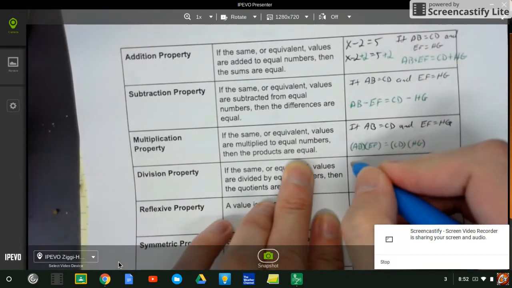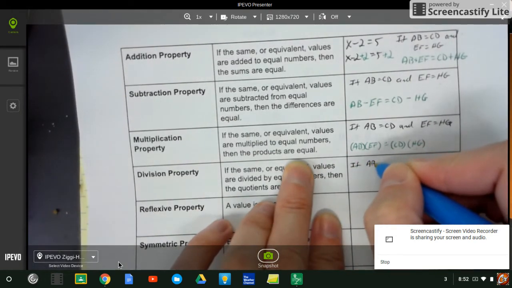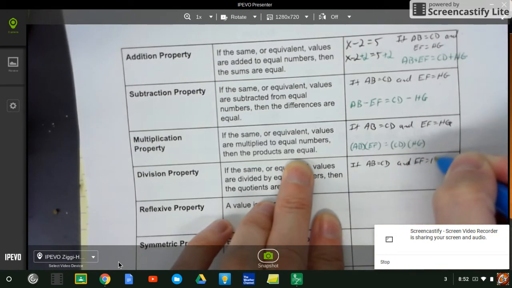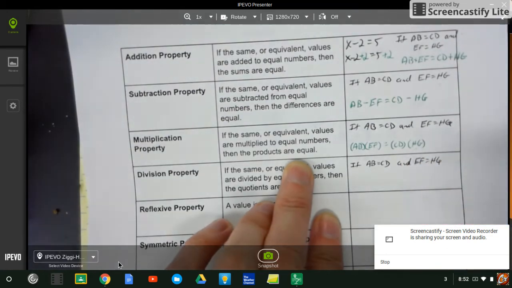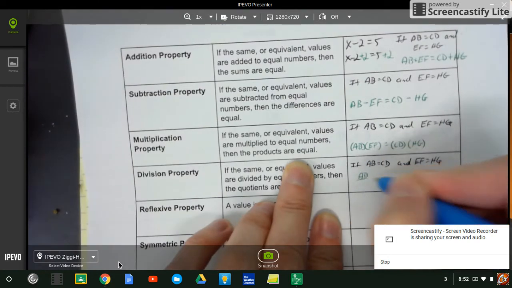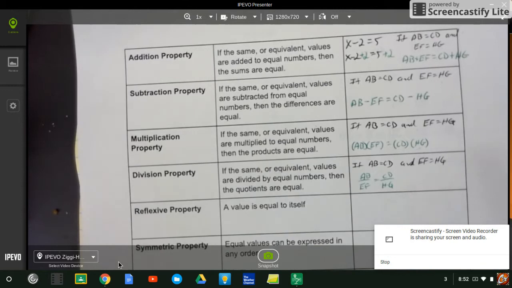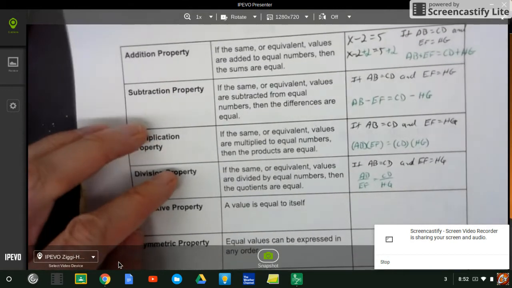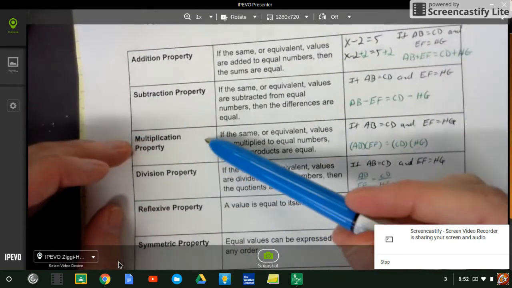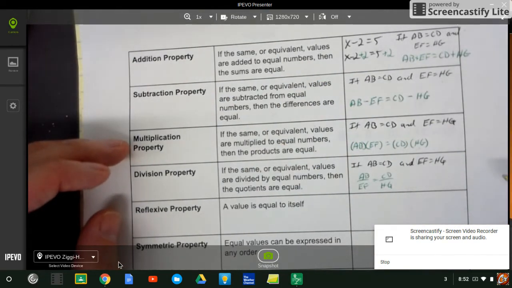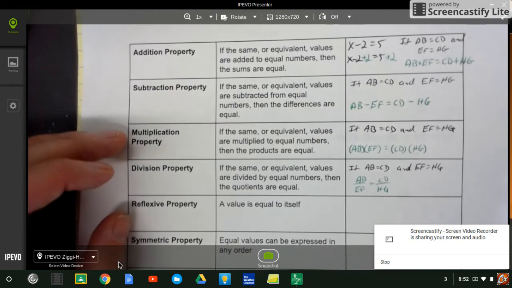Division works the same way. If AB equals CD and EF equals HG, then I could say AB over EF equals CD over HG. Okay? As long as these things aren't zero. Okay, remember you can't divide by 0. So those are very simple. They say we're able to do these things to both sides of an equation or put equal things on both sides, just like you did back in your algebra class.